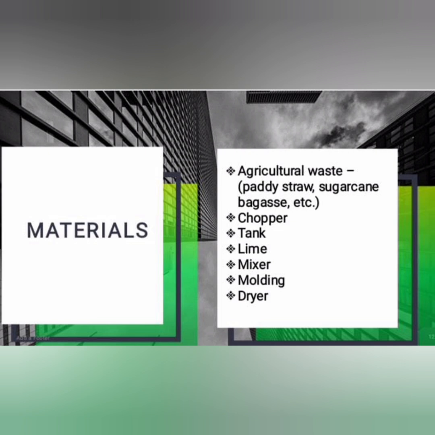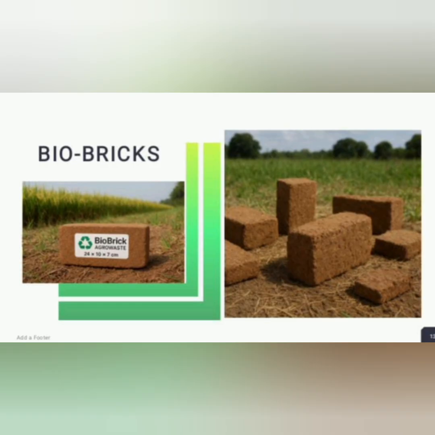First, agricultural waste like paddy straw, sugarcane bagasse, etc. Next, a chopper and tank, lime, mixer, molding and drying. This is the product outcome, an image of the agrowaste biobricks, with a size of 24 centimeter width, 10 centimeter length and 7 centimeter height.